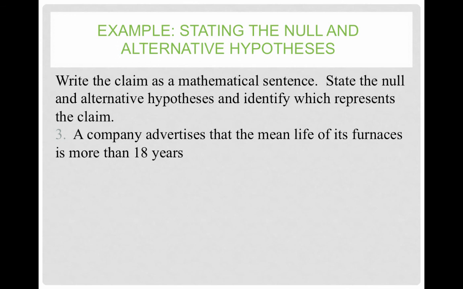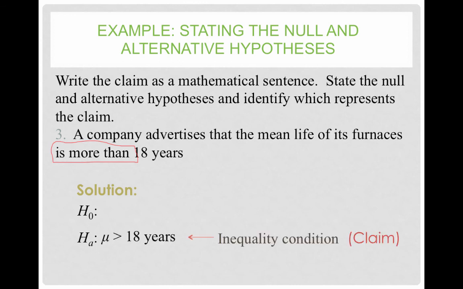A company advertises that the mean life of its furnaces is more than 18 years. All right? Is more than 18 years. Okay? So how is this going to affect our null and alternative hypotheses? Well, that's an inequality condition, right, guys? It's reading more than 18 years. So our alternative hypothesis is our claim. It's the first one we write, and we're going to write mu is greater than 18. All right, now we need to think, what's the opposite of mu greater than 18? You guessed it, less than or equal to 18, and that is our null hypothesis.